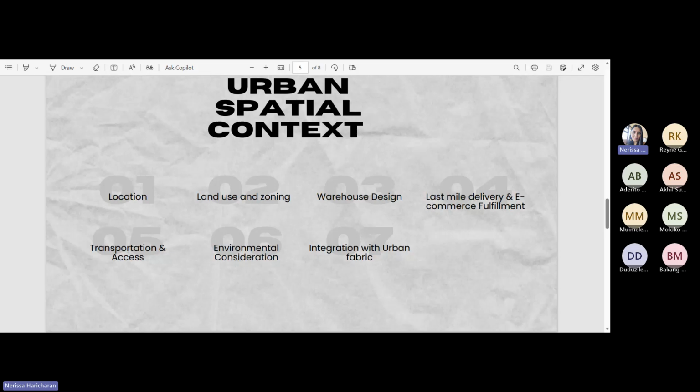And then lastly, it's looking at the integration with urban fabric. Okay. So when we talk about urban fabric, you're talking about the fabric of the city itself, and you want the warehouse and the city to coexist the best way that they possibly can. So a lot of times they've been integrated into a community that's surrounded by residential areas, commercial developments, maybe recreational amenities like a park or a gym.